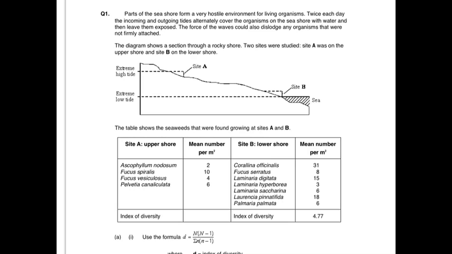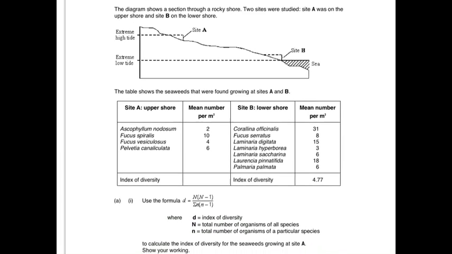So this question is: part of the seashore forms a very hostile environment for living organisms. Twice each day, the incoming and outgoing tides alternately cover the organisms on the seashore with water and then leave them exposed. The force of the waves could also dislodge any organisms that were not firmly attached. The diagram shows a section through the rocky shore. Two sites were studied. Site A was on the upper shore and Site B was on the lower shore. The table shows the seaweeds that were found growing at Site A and B.